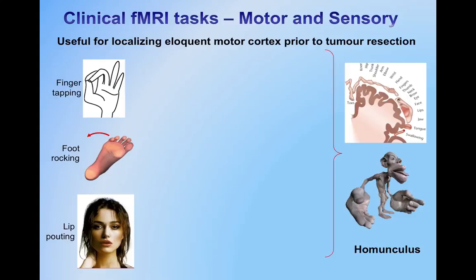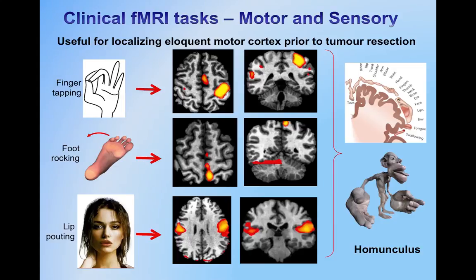So here's an example of some tasks that we do clinically. First of all, we look at finger tapping, or if there's a tumour that's close to the part of the brain that controls foot movement, then we might do foot rocking, and finally we do lip pouting or kissy faces, more or less. So when we've done this on a volunteer, you can see it matches quite well what we'd expect to see from the standard mapping that you get from the cortex.